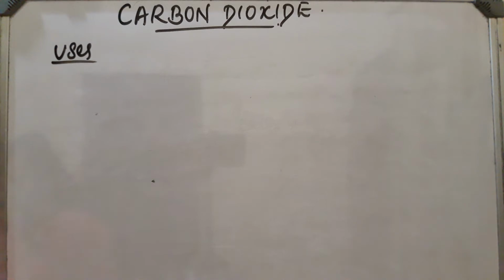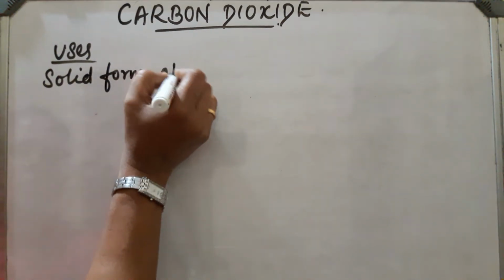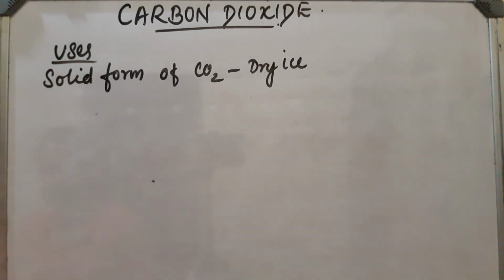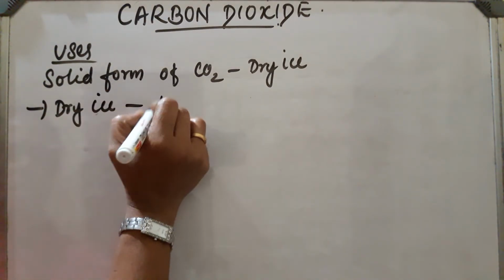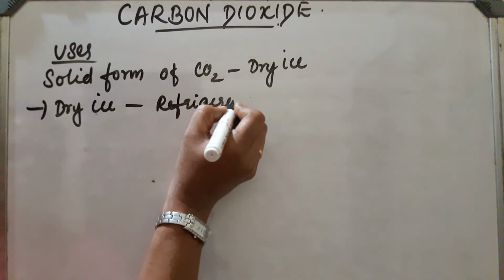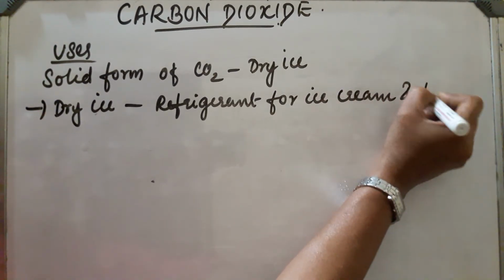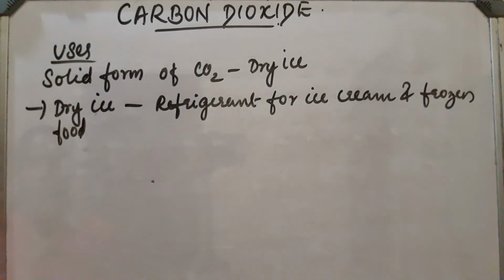Uses of carbon dioxide. The solid form of carbon dioxide is called dry ice, because it can sublime to the gaseous form without melting. Dry ice is used as a refrigerant for ice cream and frozen food.